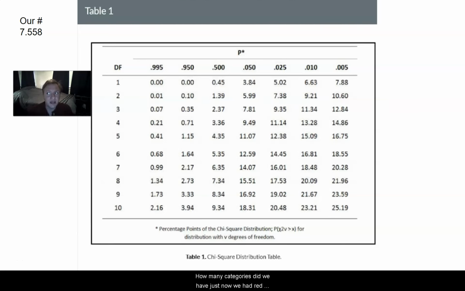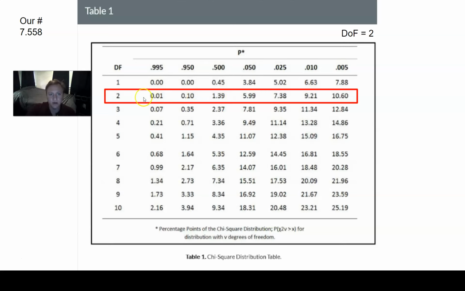How many categories did we have just now? We had red flowers, we had white flowers, and we had pink flowers, right? So we had 3 categories. What will our degrees of freedom be? 3 minus 1, which equals 2, and here's the number that we calculated. I just put it up here to remind us. So we go to this 2 row here. Our degrees of freedom is 2, so our value we're looking for is somewhere here.